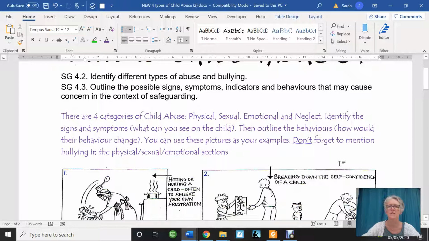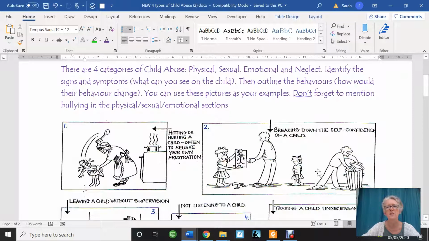That's how they're categorised in this country. You need to identify the signs and symptoms. That is what you can see on the child. And then outline the behaviours. How might their behaviour change? That's the indicators and behaviours. You can use these pictures as your examples there, a bit humorous just to give you an idea.